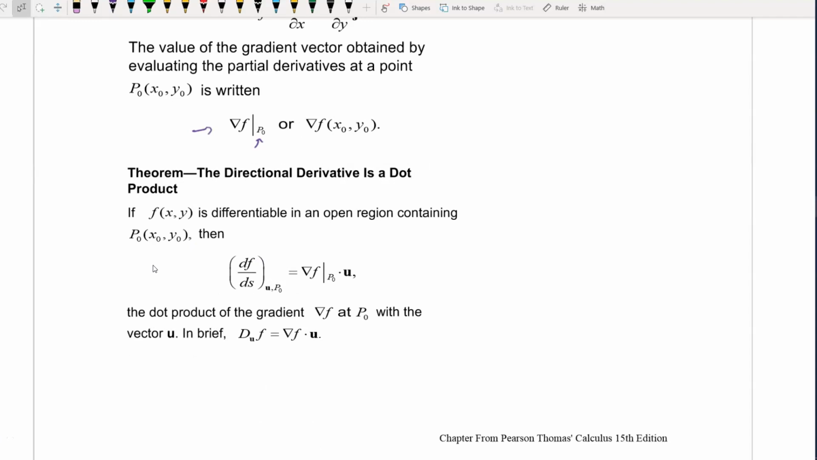Theorem: the directional derivative is a dot product. If f of x, y is differentiable in an open region containing P naught, (x naught, y naught), then the derivative of f with respect to s in the direction of unit vector u at this point P naught is equal to the gradient of f evaluated at P naught multiplied by unit vector u. That is the dot product of the gradient of f at P naught with the vector u. So the directional derivative of f is equal to the gradient of f dotted with unit vector u.